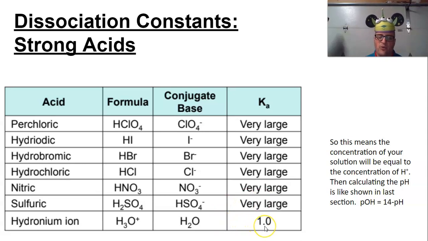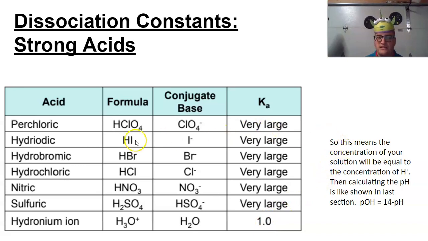I looked at this one and go, why is that 1? Well, if you've got this reacting with this, guess what? You get H3O plus and H2O. So essentially your concentration does not change before and after, so it's 1.